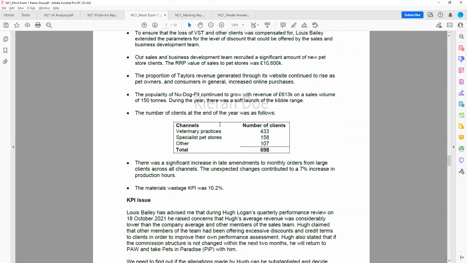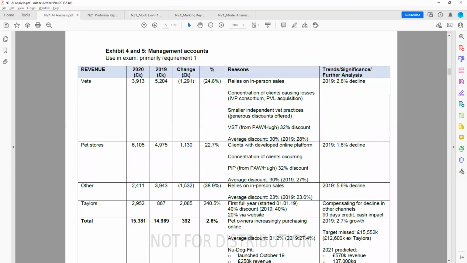So that's what you're provided with in the AI for requirement 1. The most useful pieces of information are the management accounts. However, it's not always the case that the reasons why certain things have gone up or down are with the management accounts. They can sometimes be dotted around other exhibits. So it's really useful to collate everything together. You might have certain targets, which are mentioned in a later exhibit.